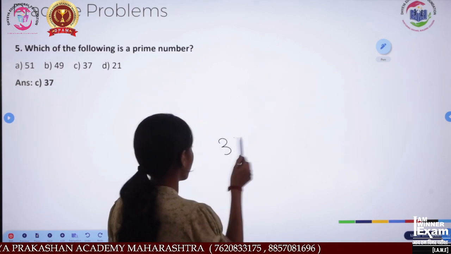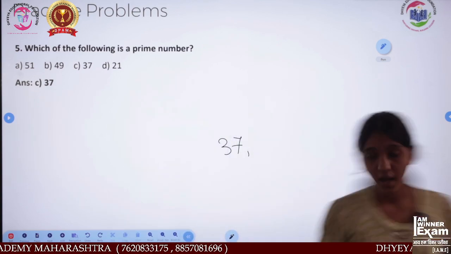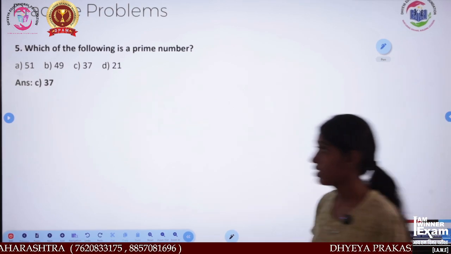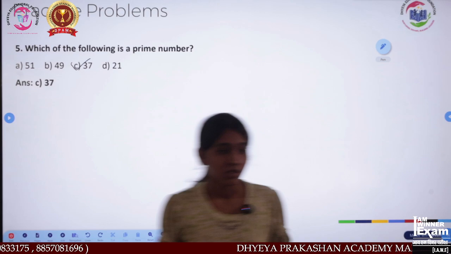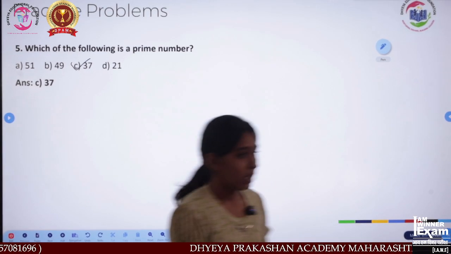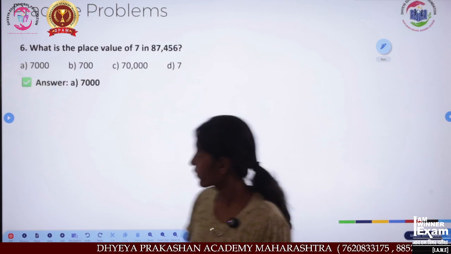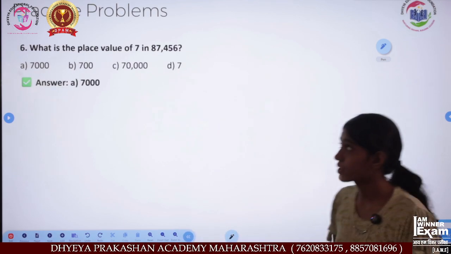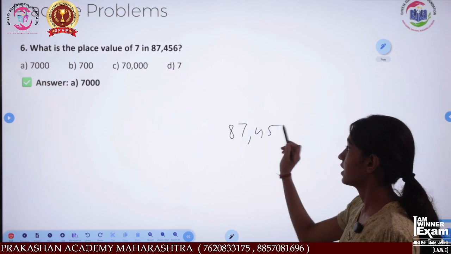Let's say 37. 37 has only two factors, that is 1 and 37. And C is the correct answer. D also has more than two factors, that is 1, 7, 21. What is the place value of 7 in 87,456?